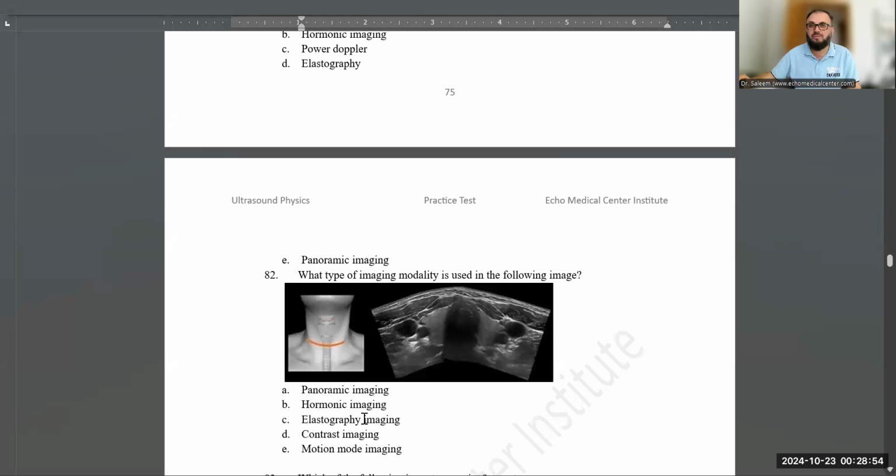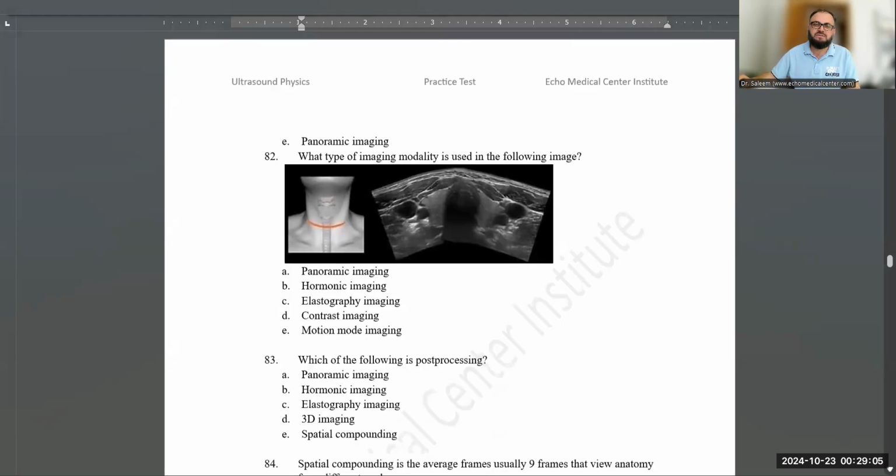Exactly, of course. Same question like above. So it is panoramic imaging, because look how big an area was seen in one picture. So that is panoramic imaging, correct. Let's do the next question.